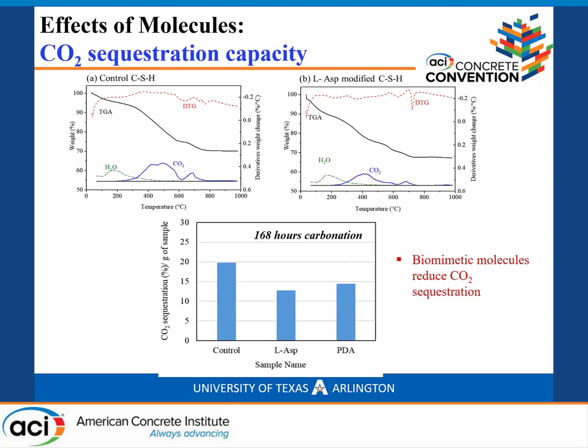What we learned is that control batch had higher CO2 sequestration, around 20%. Molecule modified was like 10 to 15%, obviously, because we are trying to reduce the extent of carbonation. But what was interesting to notice is that this modification was able to retain the original CSH structure and at the same time was able to give some CO2 sequestration. So we are sequestering CO2 without damaging our original CSH phase.